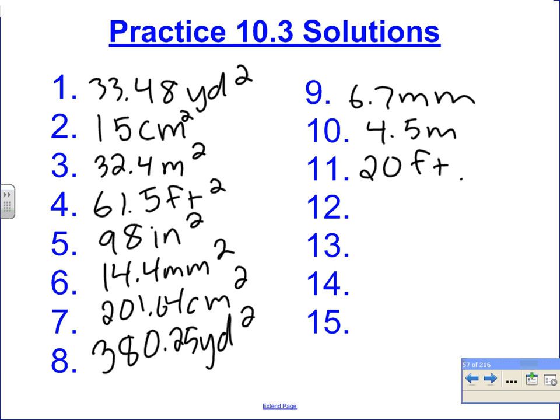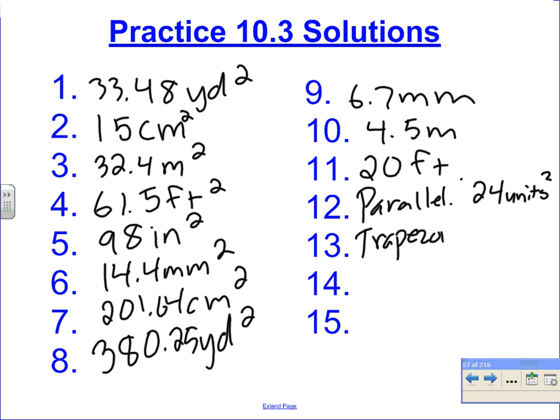Okay, and what kind of figure was it? Good. So we had a parallelogram for number 12, and it was 24 units squared was the area. To find the area of that one, all you had to do was count how long the base was and how long the height was. If you don't know what I mean, I can show you that in a minute. Camille, 13. Good job. So trapezoid and 14 units squared.